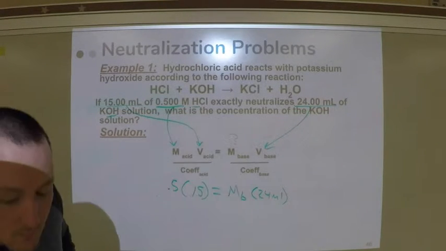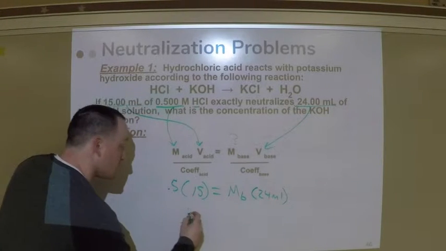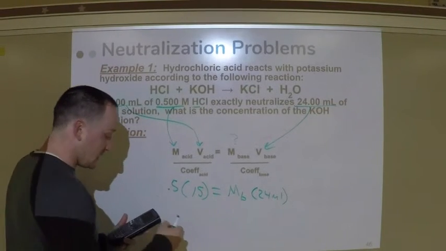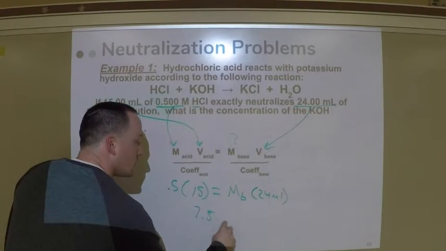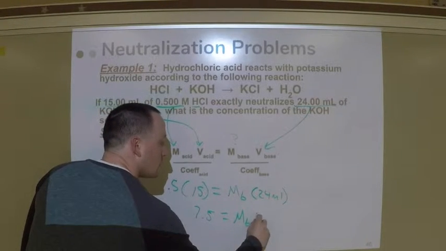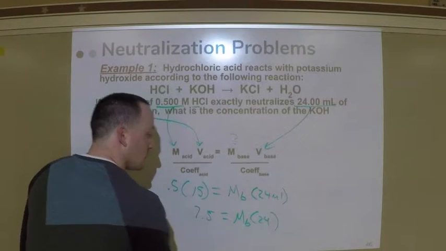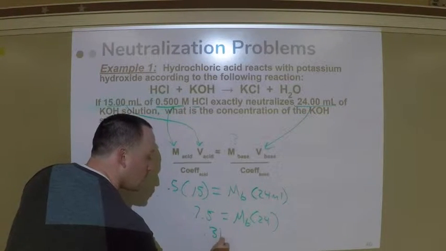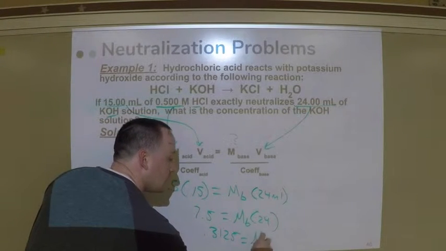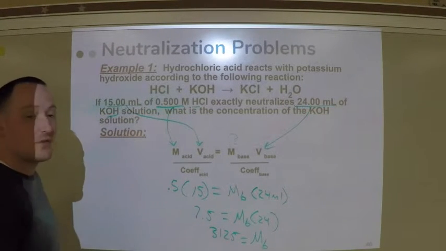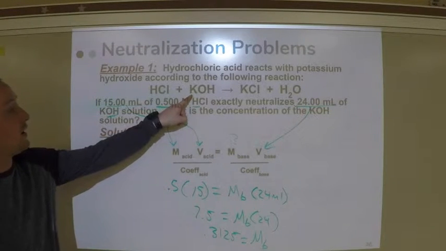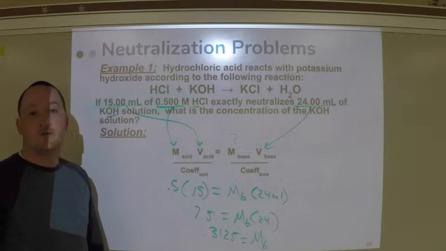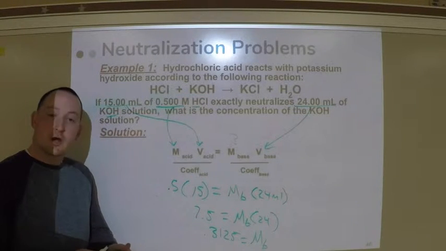Let's calculate that. 0.5 times 15 gave me 7.5. Then I divide both sides by 24, and what I get is 0.3125 equals my M sub B. So that means this is the molarity of my base. In other words, the KOH solution that I had, its molarity, or its concentration, would be 0.3125 molar. Okay? Let's try another problem.